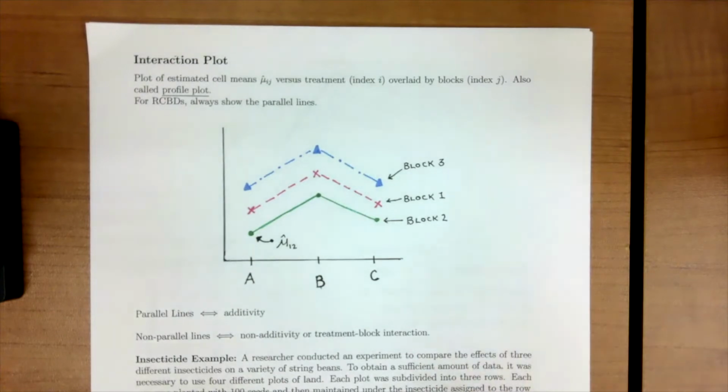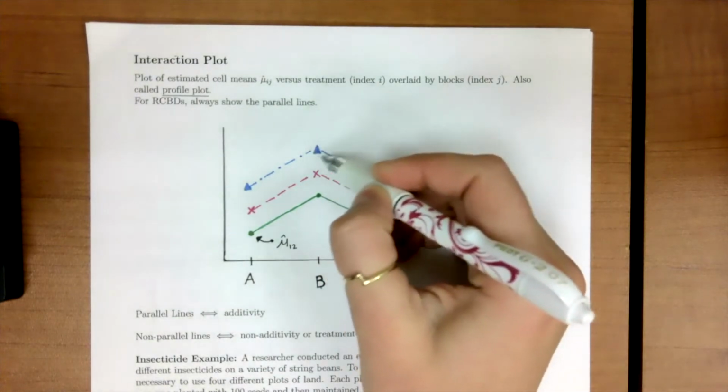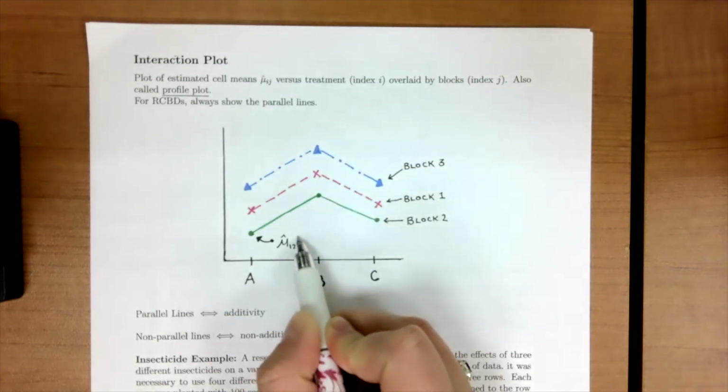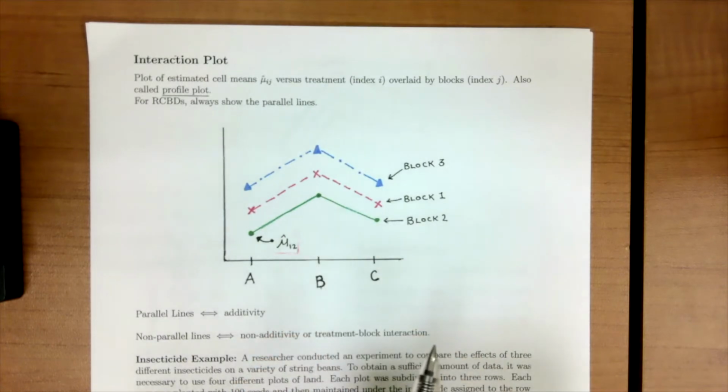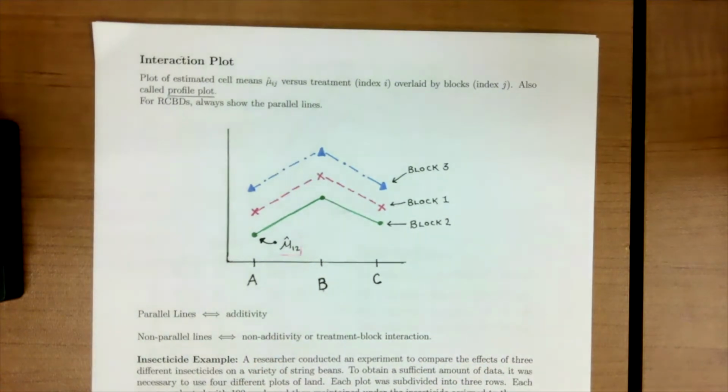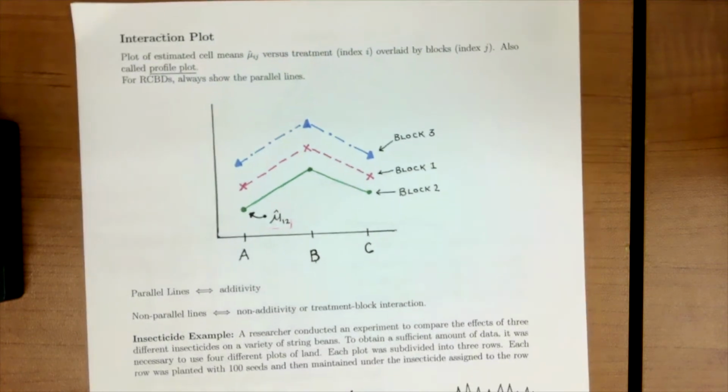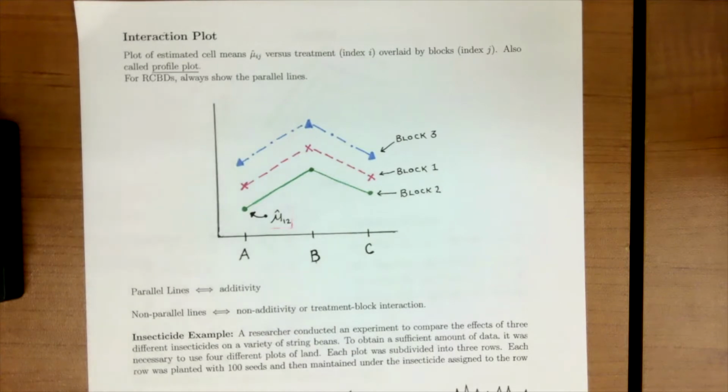So first thing to notice is that these aren't the responses, they're the mu hats. Okay, this is also sometimes called a profile plot. I've rarely heard it called this, but I wanted to put that terminology in there just in case your research field does it. So let's look at the different parts of an interaction plot first.